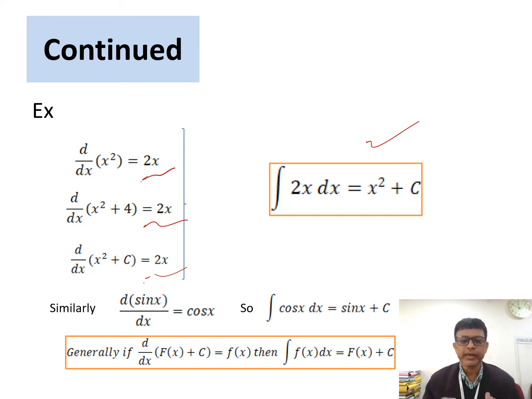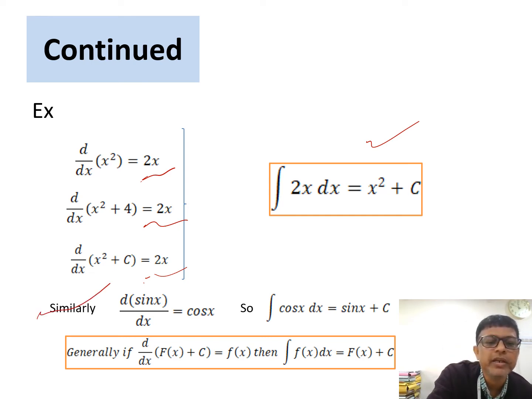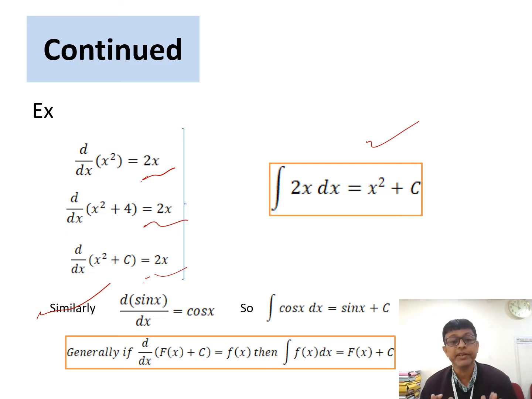Similarly, a well-known formula in derivatives: the derivative of sin x equals cos x. So the integration of cos x equals sin x plus c. You have to add plus c in every integration. That is very, very important. This arbitrary constant must be added in every integration.